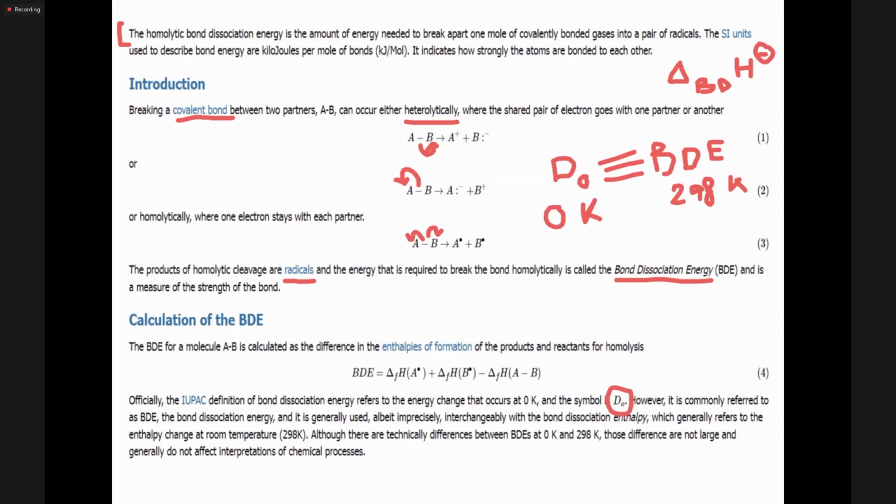So this is the general equation for our enthalpies of formation. That is the BDE for the molecule. So enthalpies of formation is BDE. As you can see over here, the BDE is delta fH of A dot, that is one of the products, plus delta fH of B dot, that is one of the products, minus delta fH of AB, that is the reactant. So that is the IUPAC definition of bond dissociation energy, that is BDE. A molecule AB is called the enthalpy of formation.